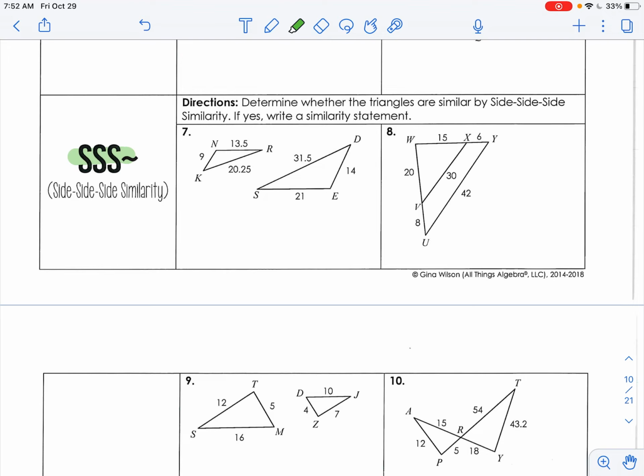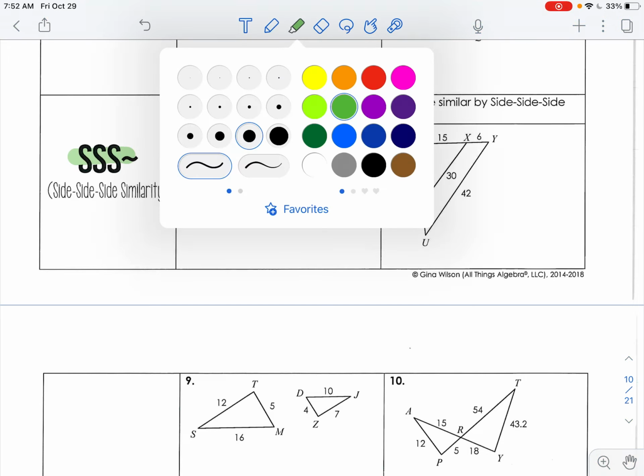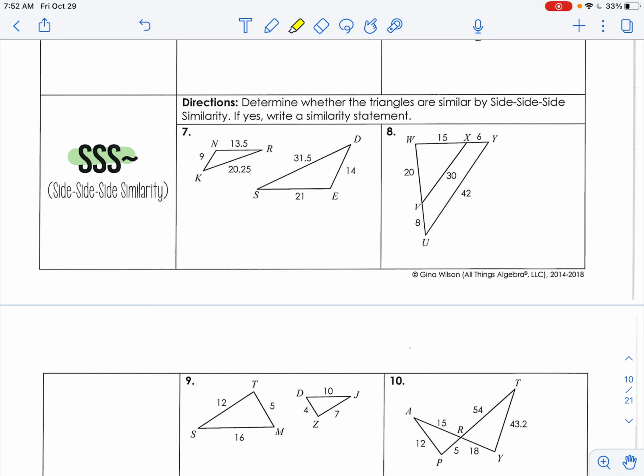So what we do here, just so you can organize it, the only way this has a chance of working out is you have to put the biggest side with the biggest side, the smallest side with the smallest side, and then of course the middle and the middle. That's how I'm going to train you to do it. And I'd also like you to put the bigger number on top. So for the first ratio here, I'm going to say 31.5 over 20.25. Then I'm going to go to the smallest one. The smallest one on the one triangle is 14. Smallest here is 9. And then I'm going to get the middle one. The middle one on the big side is 21. The middle down here is 13.5.